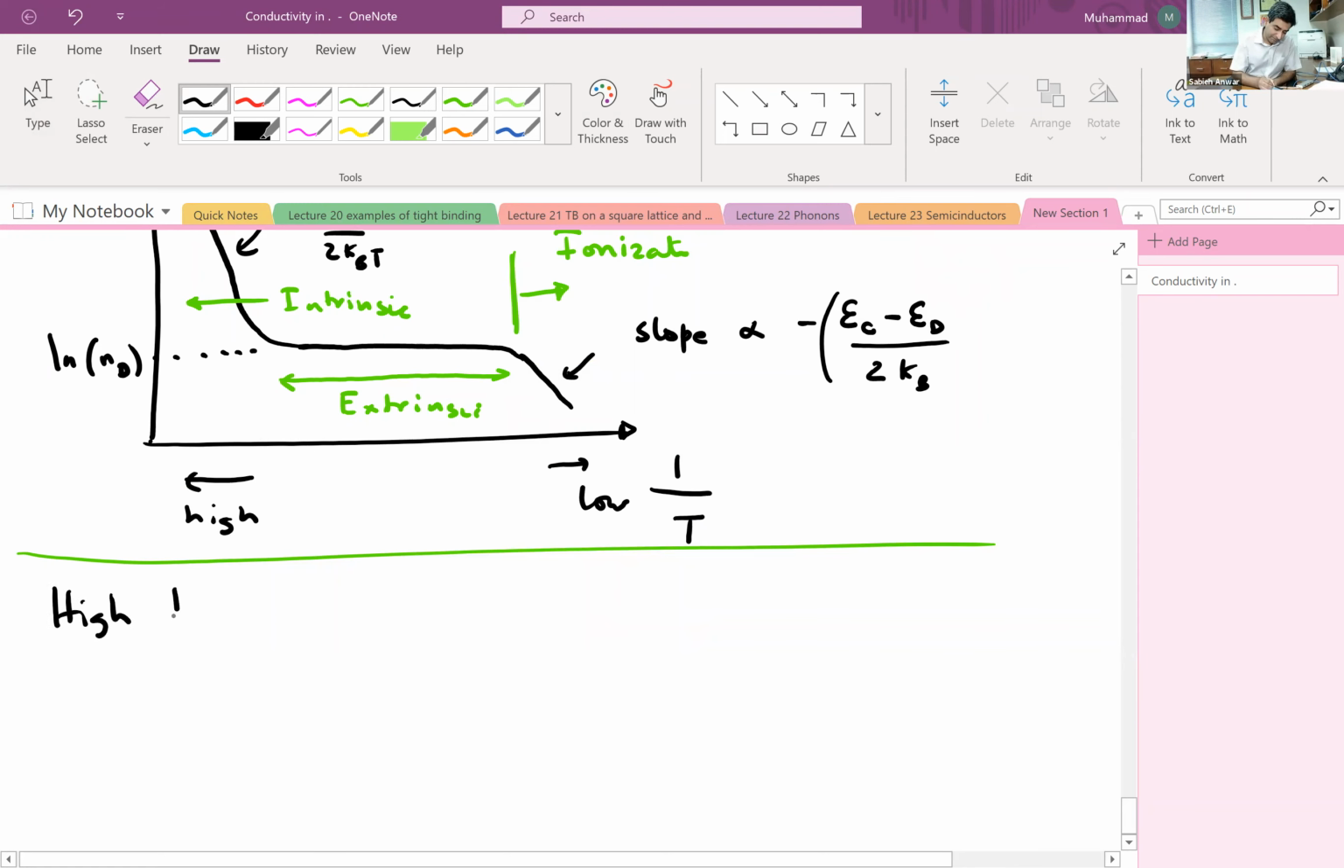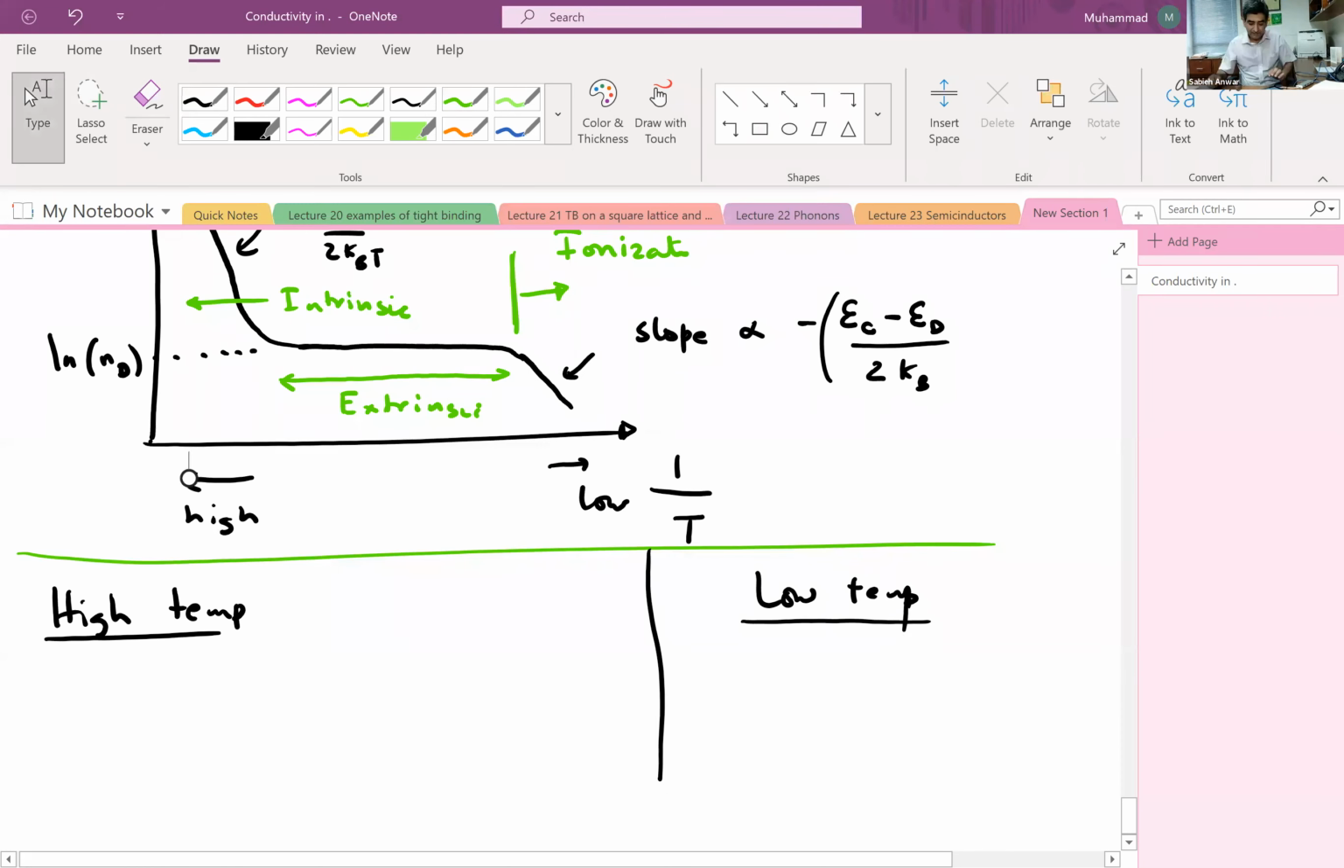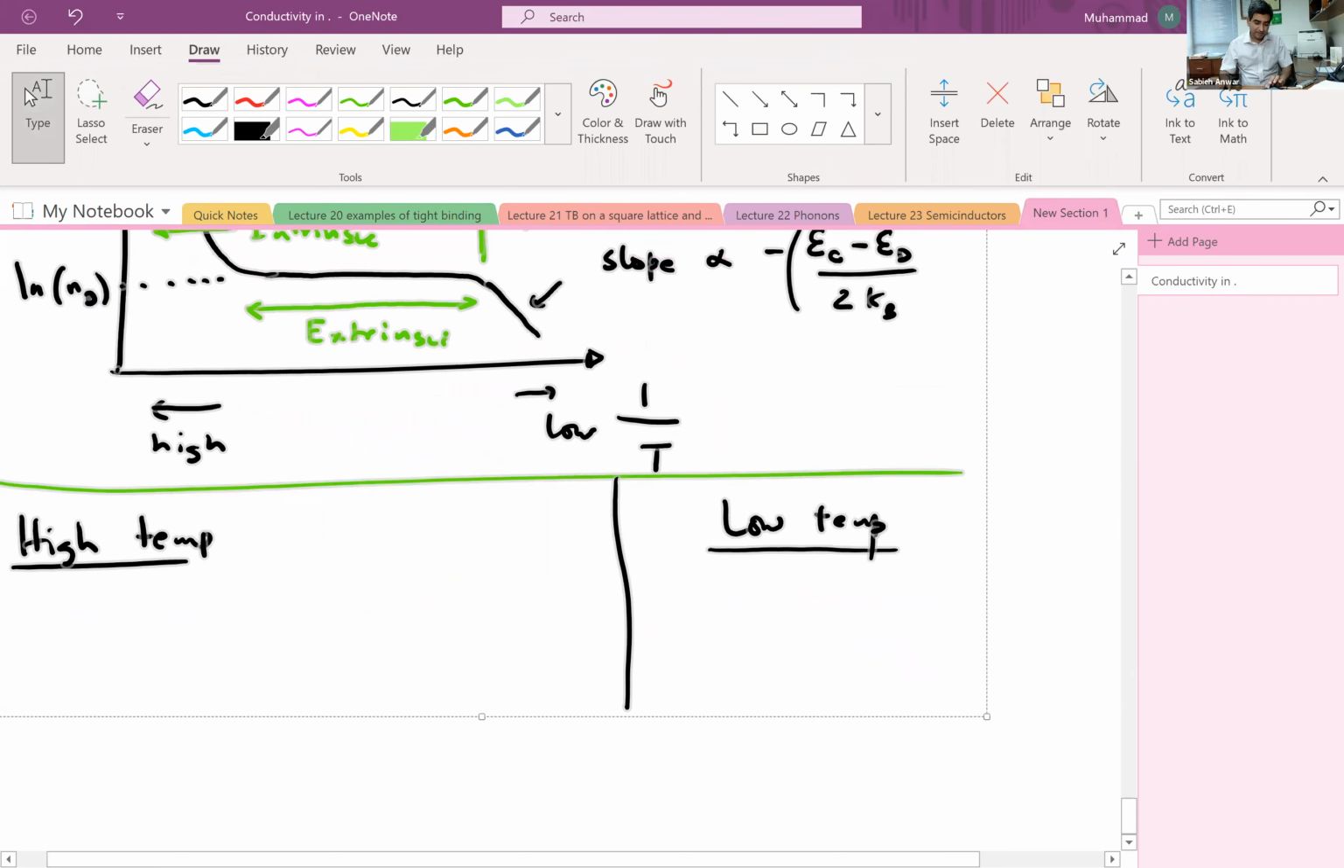So in the high temperature regime, we have a high temperature regime and a low temperature regime for the mobility as well. In the high temperature regime, what's happening is that the mobility, remember from Drude's model, is given by e tau over m.